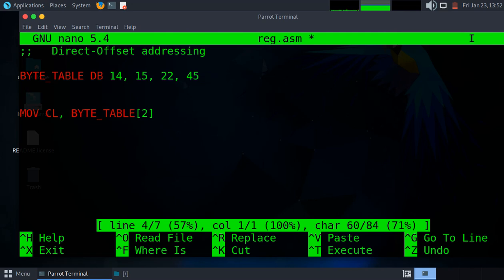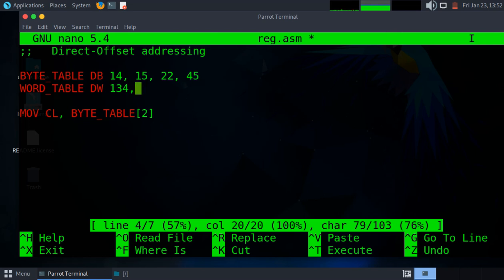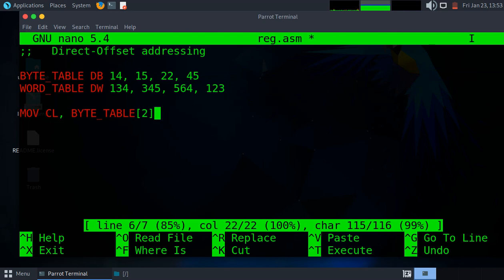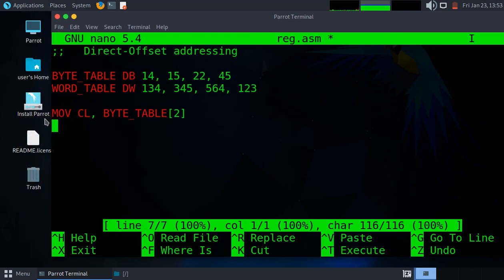Okay, so from there we can create another one, a word table. We use DW. Okay, and then we can have like 134, and we can have 345. We can have 564. We can as well have 123, like that. So this one is a table. Here we have created a table of words.